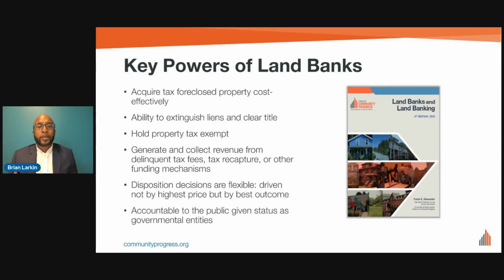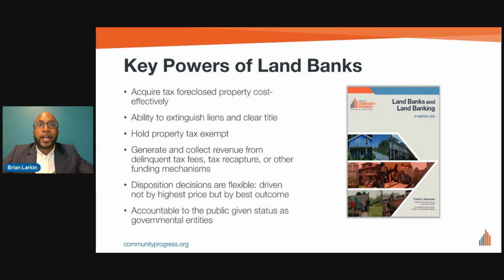So we told you where the properties come from, but what can land banks do with them? Well, this is where land banking gets its superpowers. Land banks are able to acquire the property cost effectively. Lowering that acquisition cost is the name of the game in providing some of these end goal outcomes that are so important in our communities. Also, land banks have the ability to extinguish liens and clear titles. They can hold the property tax exempt. They can generate and collect revenue from delinquent tax fees, tax recapture, or other funding mechanisms.